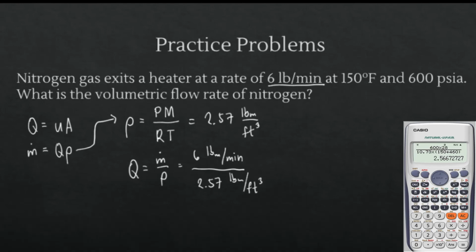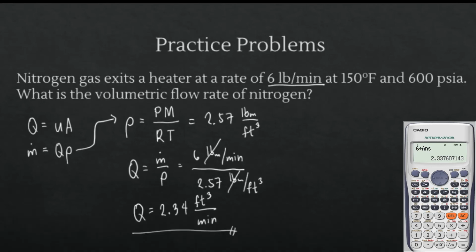If you take a look at the cancellation of units, pound mass would cancel. That would leave us with a unit of cubic feet per minute. Solving, that is 6 divided by 2.57. Our volumetric flow rate is equal to 2.34 cubic feet per minute. This example illustrates to us the conversion from mass flow rate to volumetric flow rate. Let's have the next example.